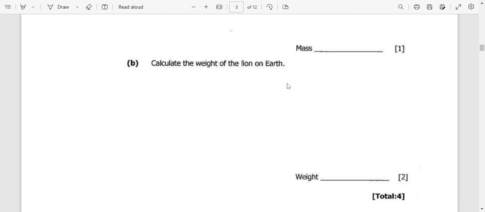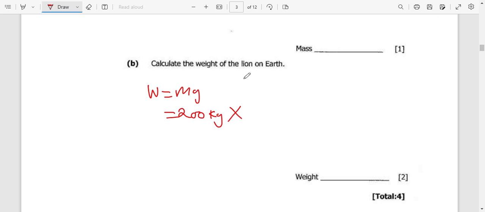Calculate the weight of the lion on Earth. How do you calculate weight? Weight is given by mass multiplied by gravity. So the mass is 200 kg. Make sure that the mass that you are using is in kgs. If it is given in grams, convert to kg and then multiply by gravity. Now I want to calculate on the Earth. The gravity on the Earth is 10 meters per second squared.